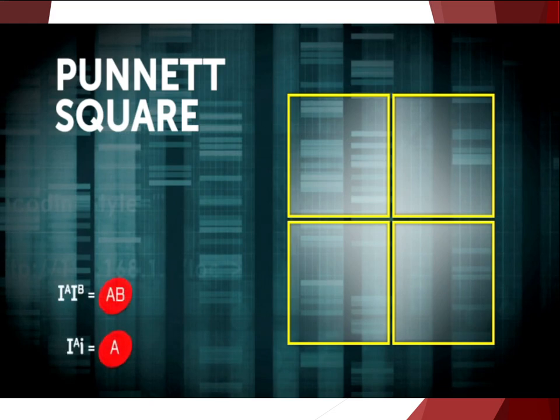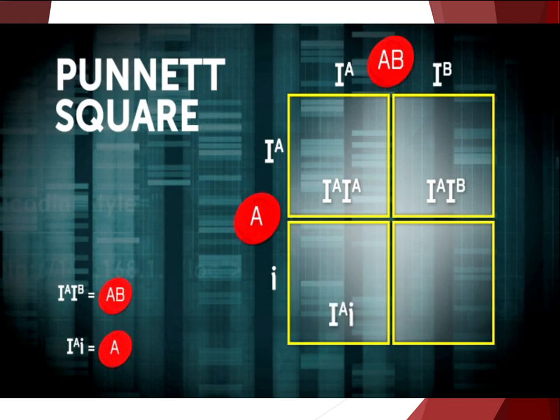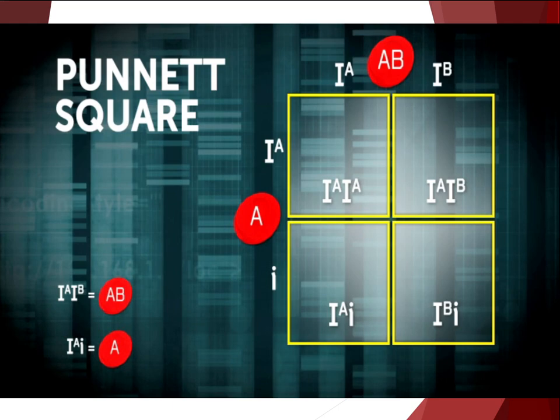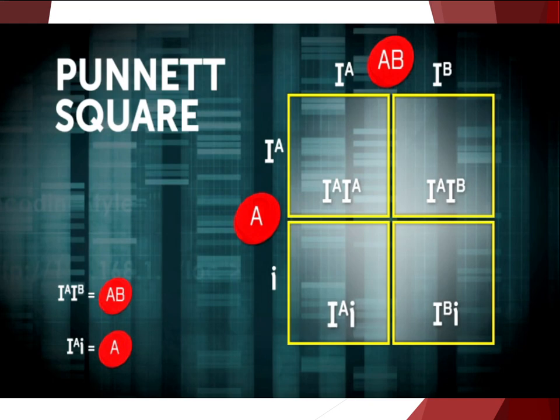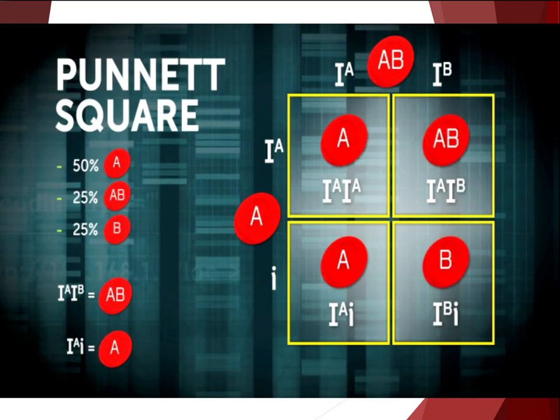In this example, we cross a person with type AB blood with a person who is heterozygous for type A blood. From the Punnett square, we see that four distinct genotypes are produced: AA, AB, AO, and BO. However, the resulting phenotypes are 50% type A, 25% type AB, and 25% type B.